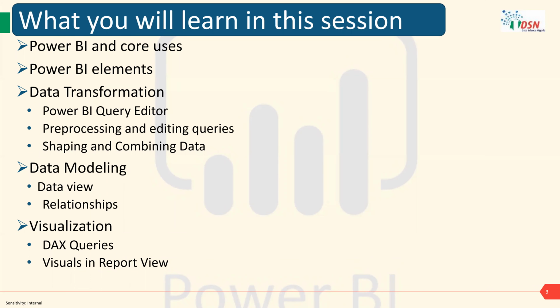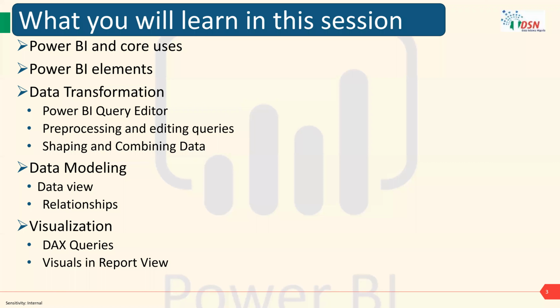Under data transformation, we'll be talking about Power BI query editor. We're talking about pre-processing and editing queries. So when I say queries in this class, please don't misunderstand me. I'm talking about tables. Anytime you hear me say queries, editing queries, I'm talking about editing tables. But I'm trying to use Power BI terms here because Power BI refers to tables as queries. Now will be how to shape, combine data. That's how do you merge data? How do you append data in Power BI?